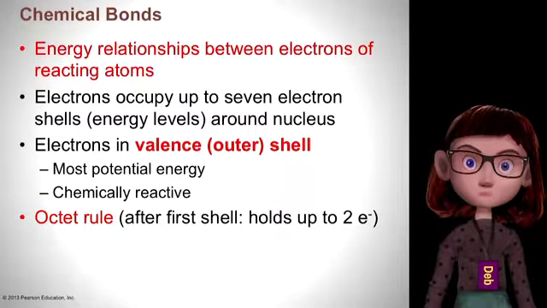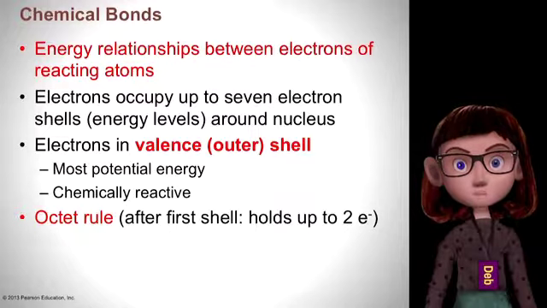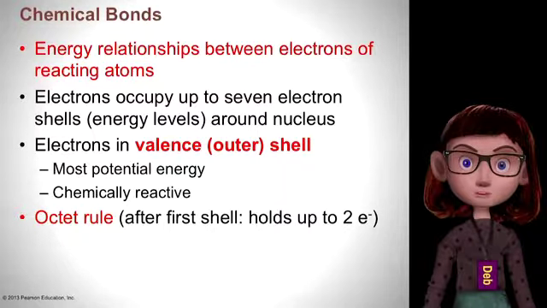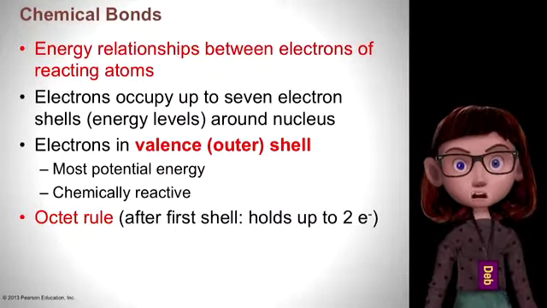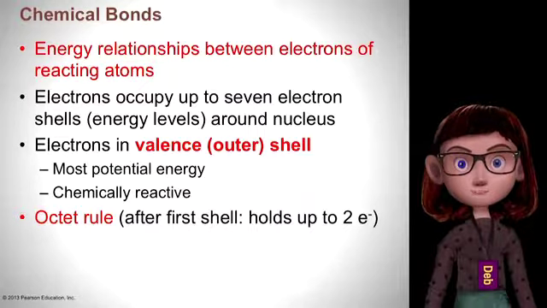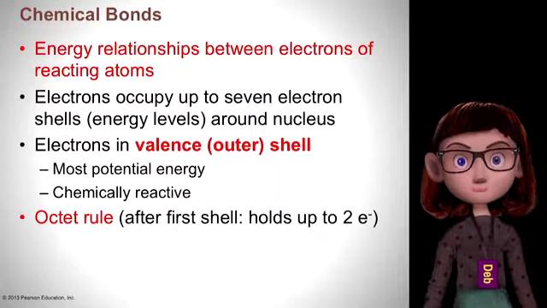Now we're up to chemical bonds, and I do want you to know 4 types of chemical bonds and be able to understand those. We're going to talk about 4. What is a chemical bond? It's actually the energy relationships between the electrons of reacting atoms.